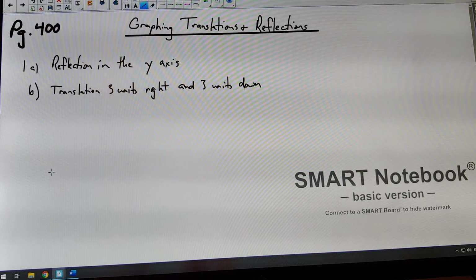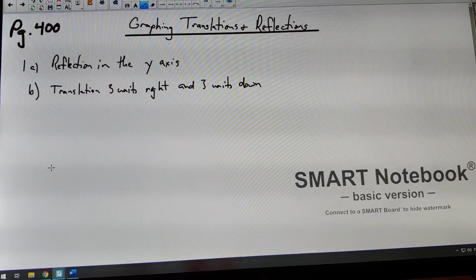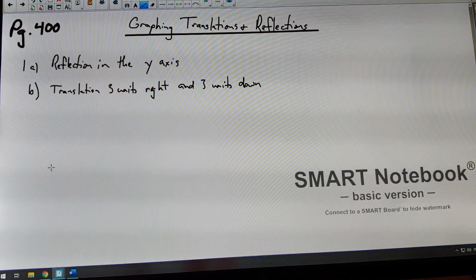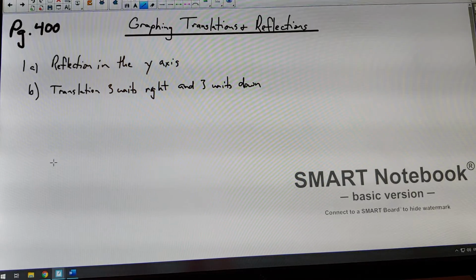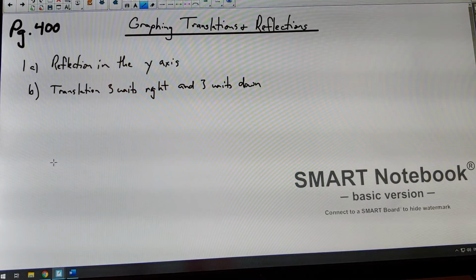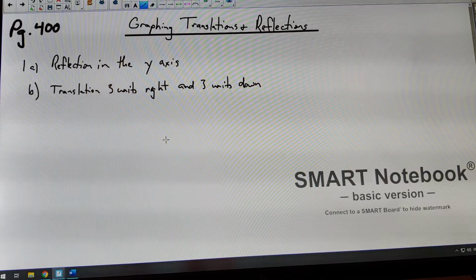We're taking a look at page 400, which is the work from 398, Graphing Translations and Reflections. For number 1A, they gave you a figure and asked what type of transformation it was. The first picture was a reflection in the y-axis, because we saw a mirror image both left and right.